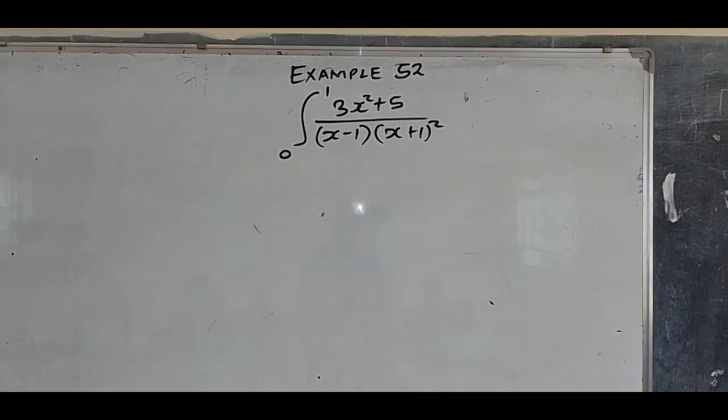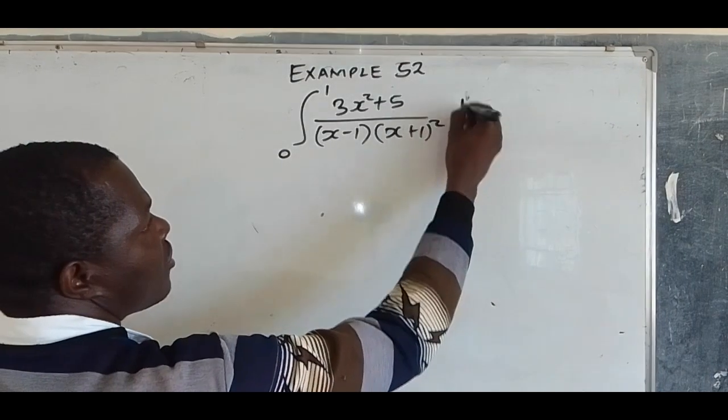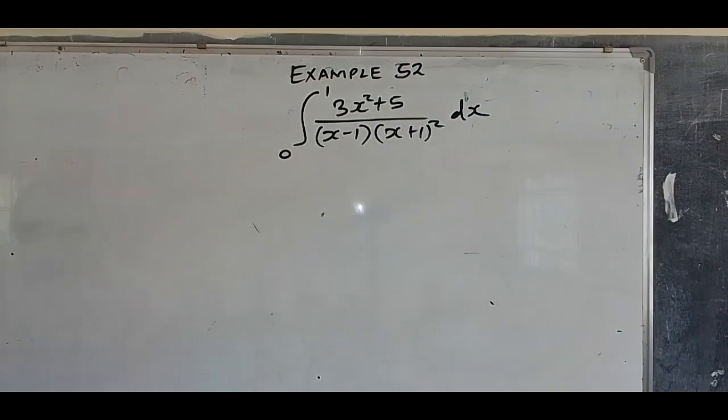So example number 52, evaluate the integral from limit 0 to 1 of (3x squared plus 5) over (x minus 1) into (x plus 1) squared dx. To evaluate that integral, it is integration by partial fractions, isn't it? So you have to resolve that problem into partial fractions.